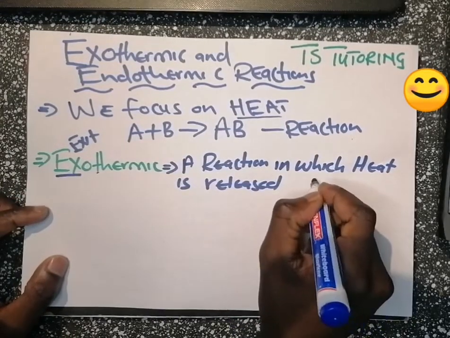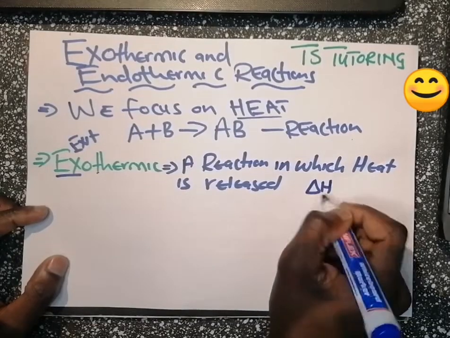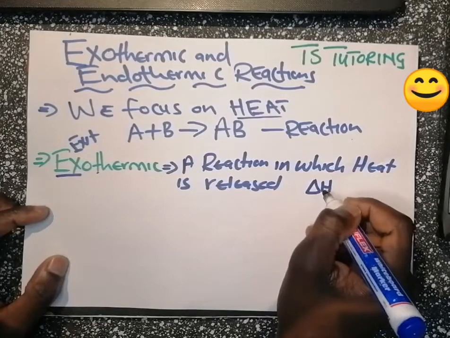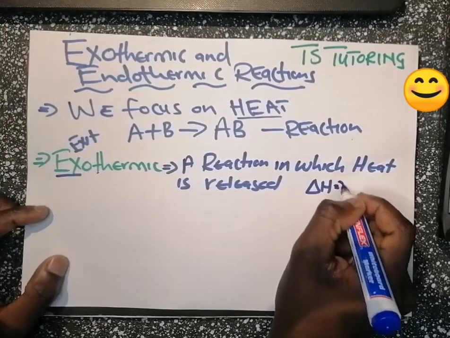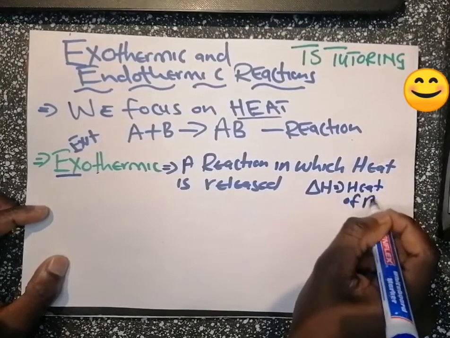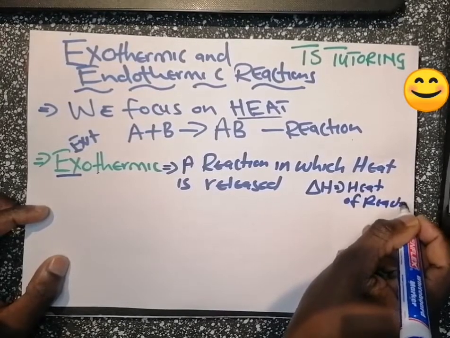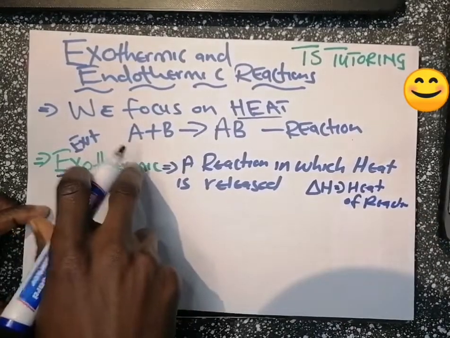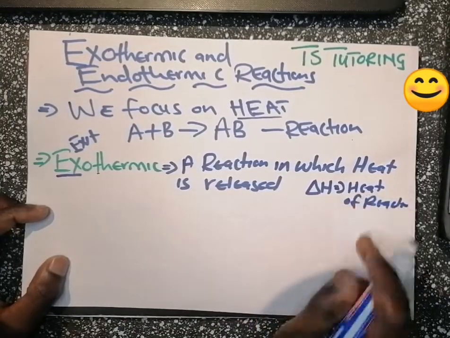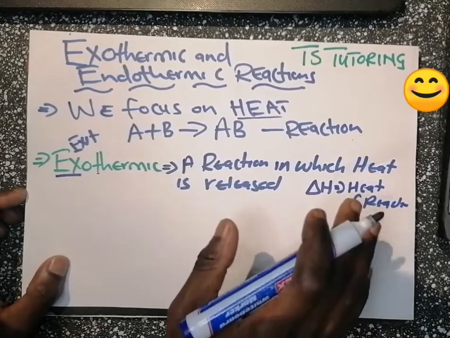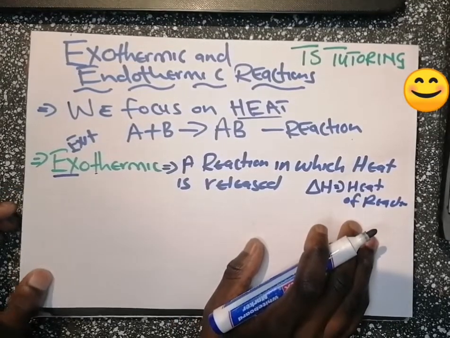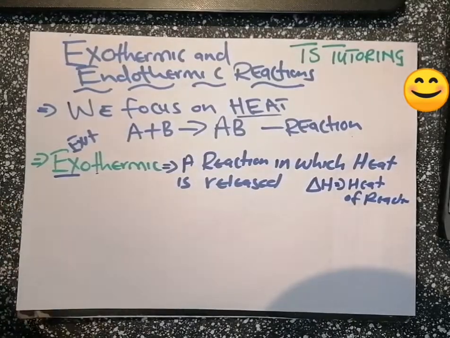Most of the time, you will come across something like this, a triangle and an H. This is called heat of reaction. The heat of reaction for an exothermic reaction, because the heat is released, is going to be negative, right? But I will show you the equation that we will use to determine the heat of the reaction.